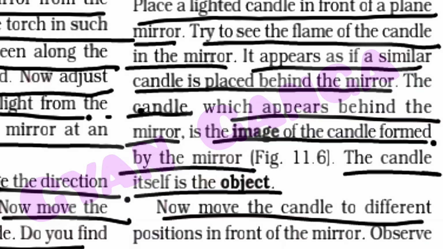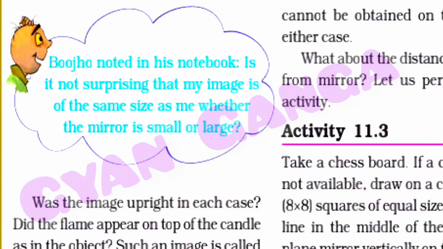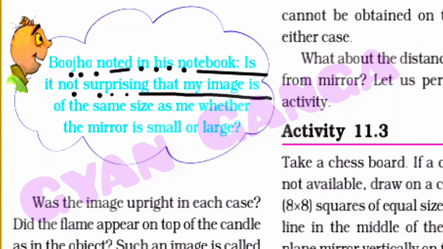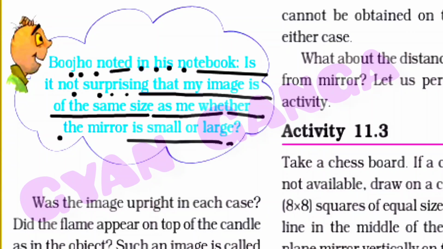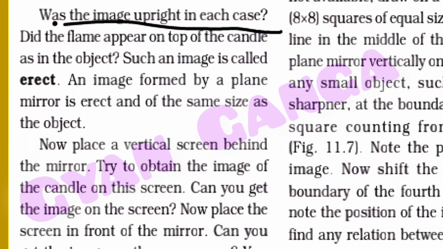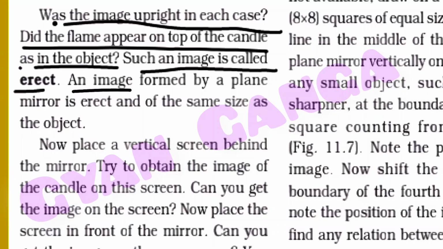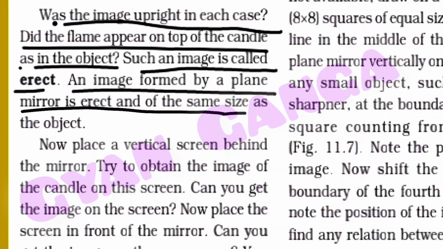Now move the candle to different positions in front of the mirror. Observe the image in each. Boojho noted in his notebook: Is it not surprising that my image is of the same size as me, whether the mirror is small or large? Was the image upright in each case? Did the flame appear on the top of the candle as in the object? Such an image is called erect. An image formed by a plane mirror is erect and of the same size as the object.